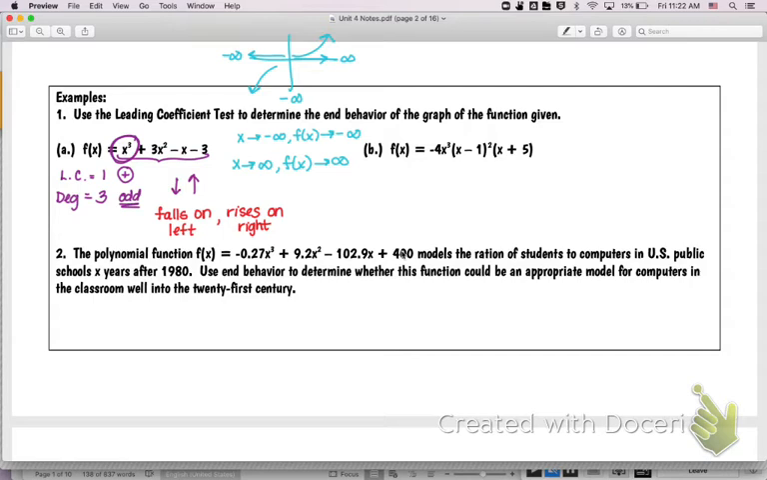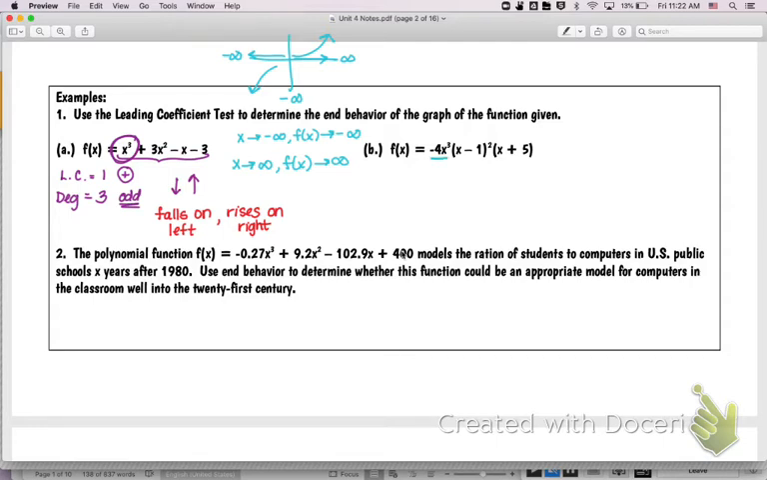All of those ways of explaining it are going to be acceptable, but you might see a multiple choice question written in all kinds of different ways. Okay, on B, it's a little bit tricky. We need to think about what the leading coefficient would be.